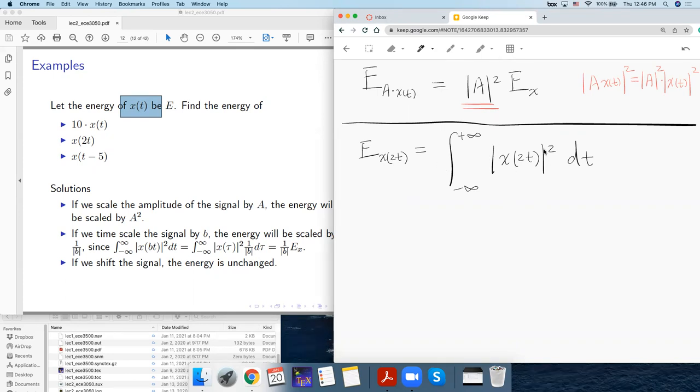We are looking at the magnitude to the power of 2 and taking integration over the entire time interval. Now, the question is, how do I relate this with the energy of the original signal? How do I relate these two integrations? Basically a change of variable, right? So we just multiply here by 2 and divide by 2.